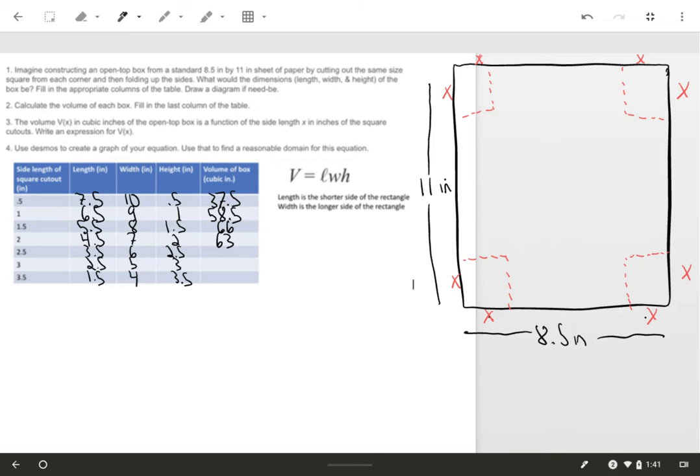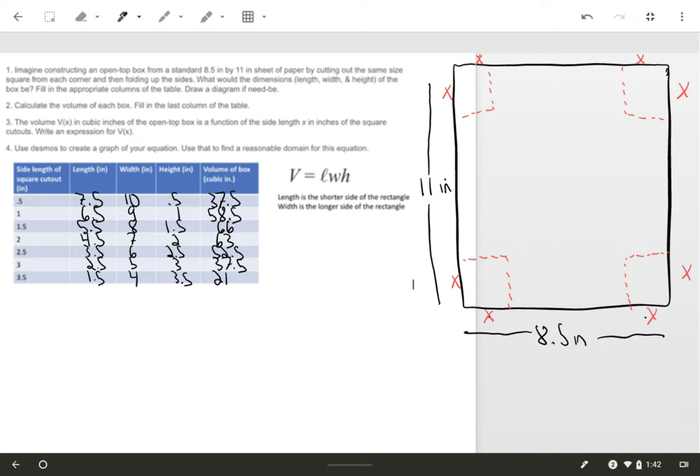Then we have 3.5 times 6 times 2.5. That's going to be 52.5. And we have 2.5 times 5 times 3. It's going to bring me to 37.5. And then 1.5 times 4 times 3.5 is going to be 21.